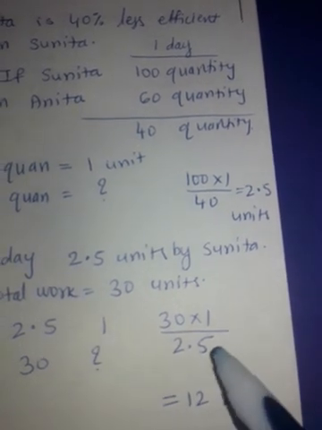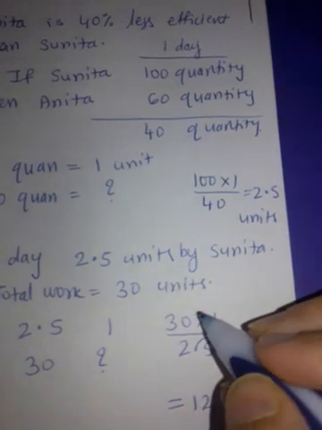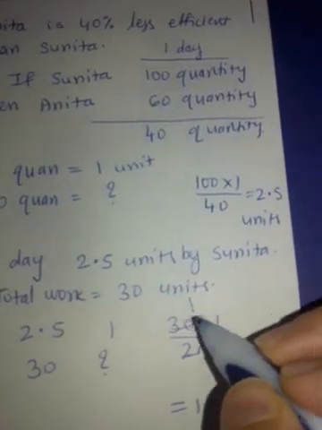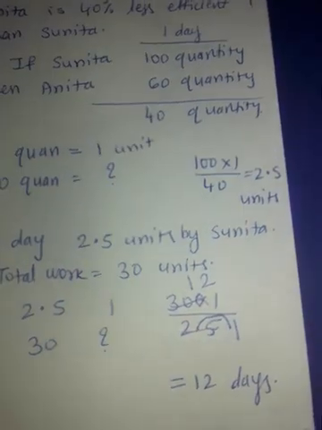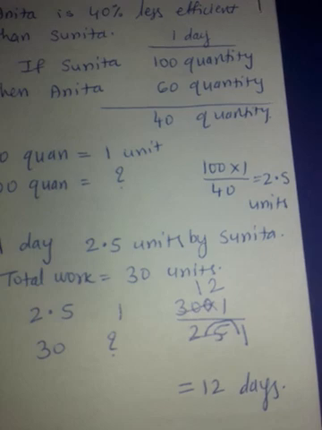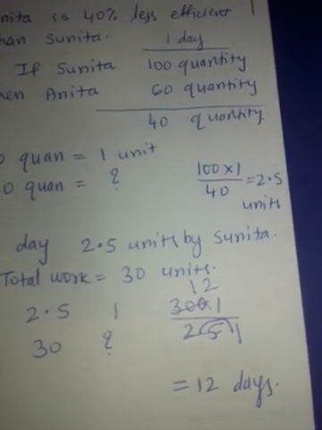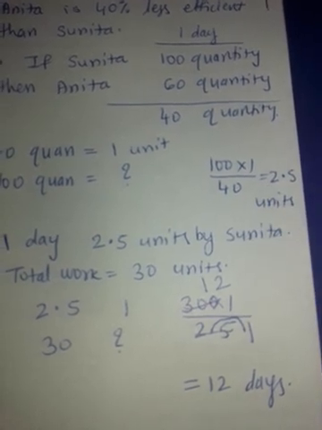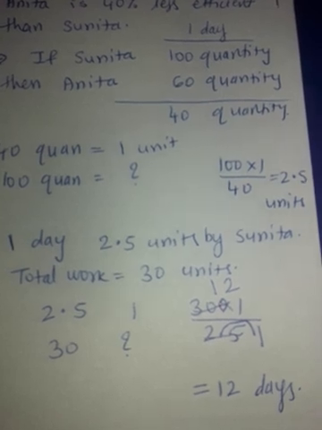30 into 1 divided by 2.5. So shift the decimal, 0 here, 0 here. 25 ones are 25, and then 25 twos are 50. So the answer is 12 days. Understood? This example was slightly difficult, so I purposely covered it in this part so that in the exam, if you get an even more difficult example, you will be able to solve it.